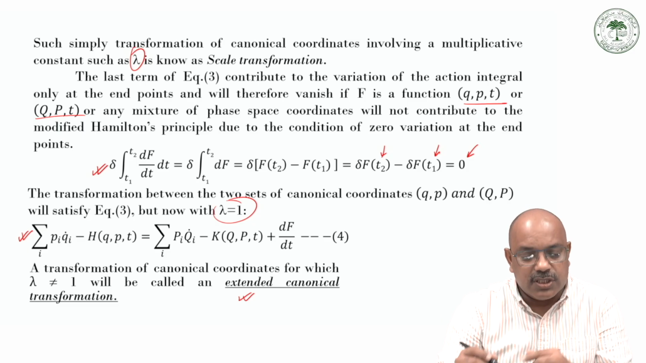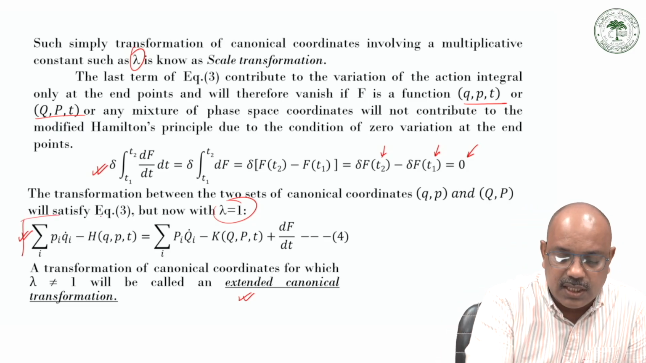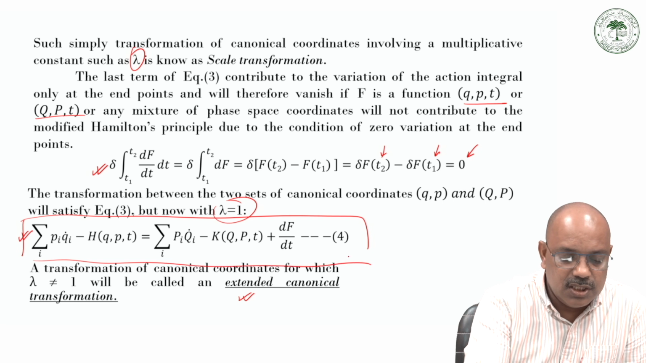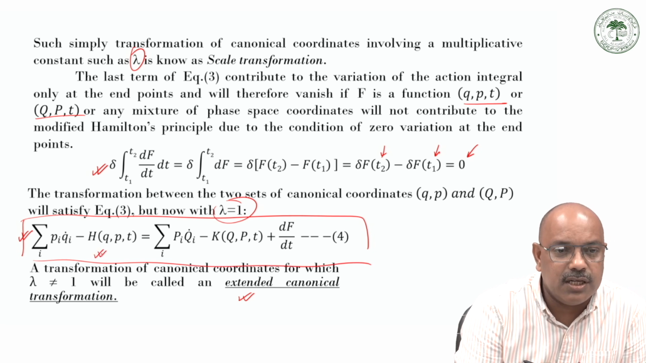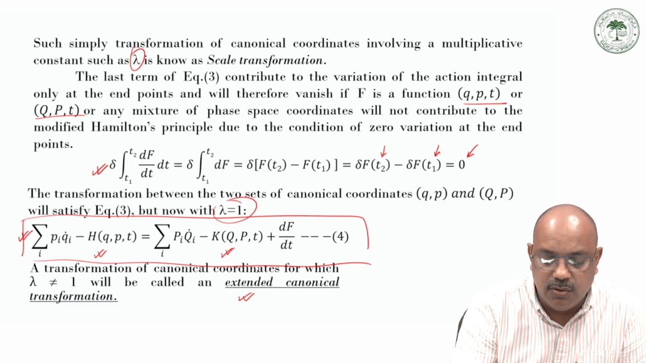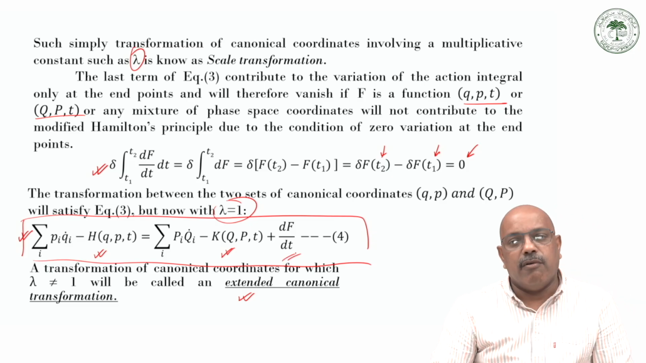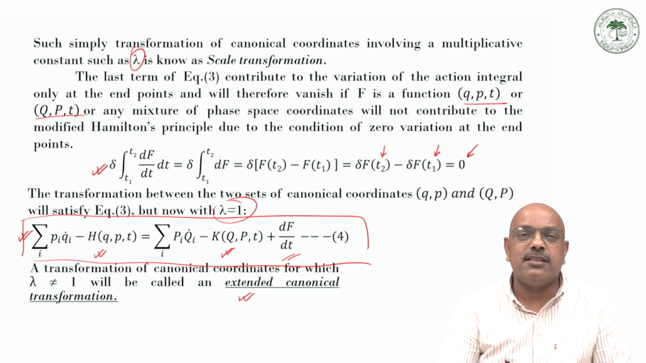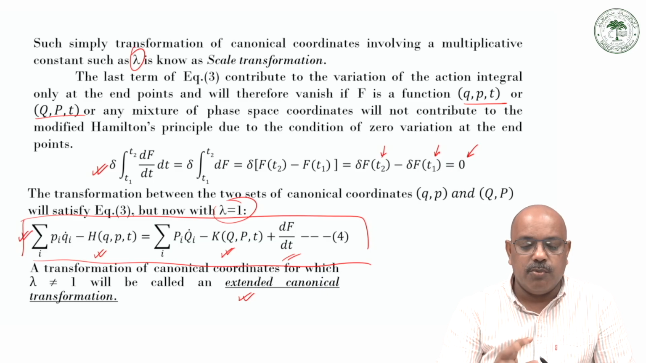That transformation will be governed by this equation: the modified Hamilton equations of motion in the old coordinate is equal to the modified Hamilton equation in the new coordinate plus some time derivative of a function, which is going to vanish at the endpoints and can be a function of both the old as well as the new coordinates. So this is important.